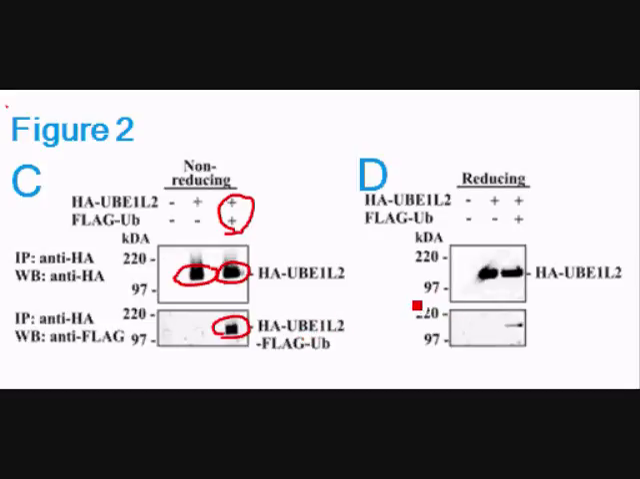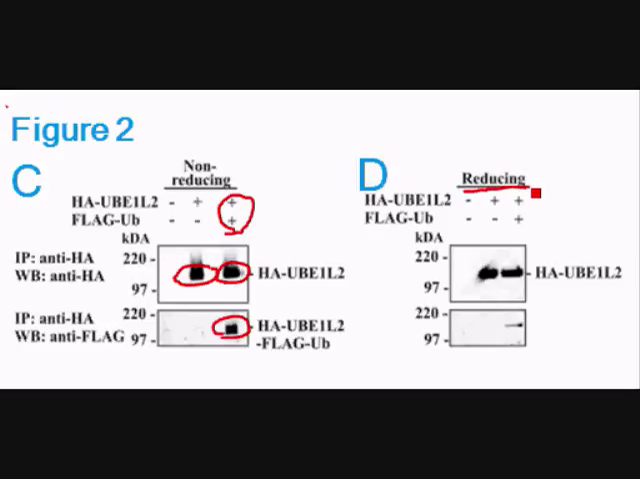Now to further this, they wanted to see what type of binding was actually occurring between these two proteins. And what they knew was that other E1 enzymes bind ubiquitin through a thiol-ester linkage, something that can be abolished using beta-mercaptoethanol or under reducing conditions.